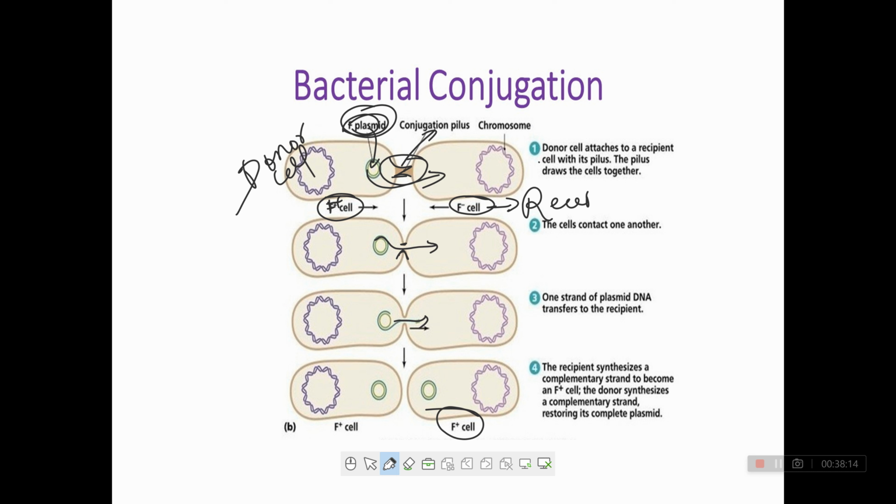The donor cell attaches to a recipient cell with its pilus. The pilus draws the cells together, and the cells contact one another. One strand of the plasmid DNA is transferred to the recipient, meaning the F plasmid DNA transfers inside the recipient. The recipient synthesizes a complementary strand to become an F plus. The donor synthesizes a complementary strand, restoring its complete plasmid. Clear?